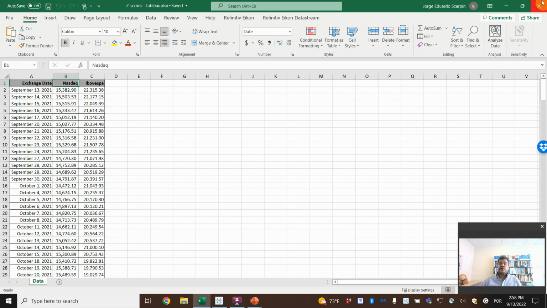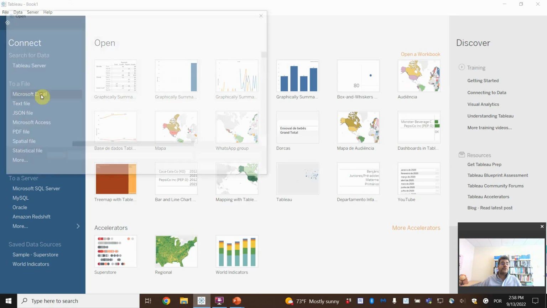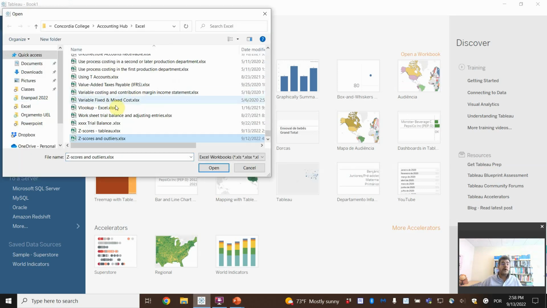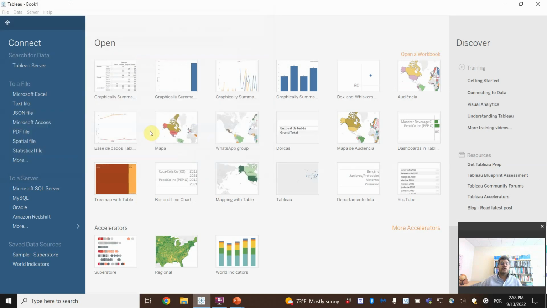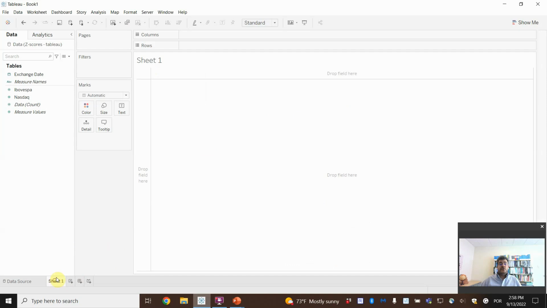So, okay, let's close it and let's open Tableau. So Microsoft Excel, Z-scores on Tableau. And here we are. The sheet is here because we have only one, NASDAQ and Ibovespa. How do we do the Z-score?